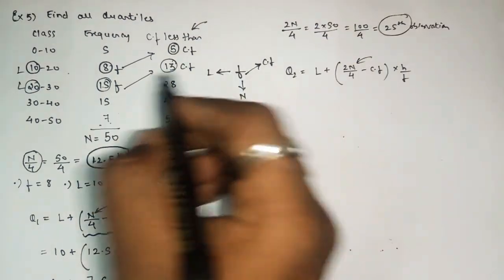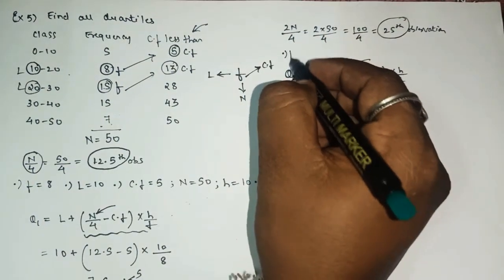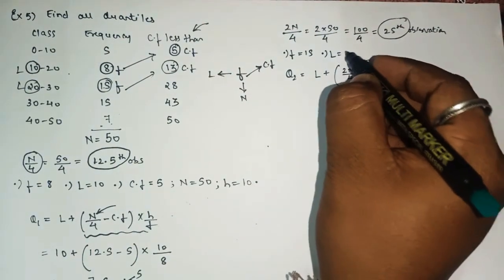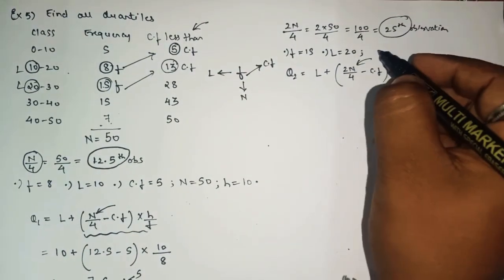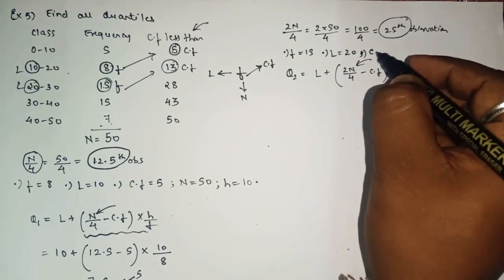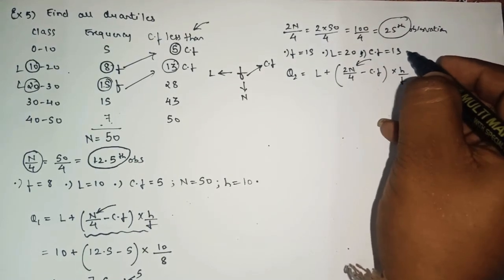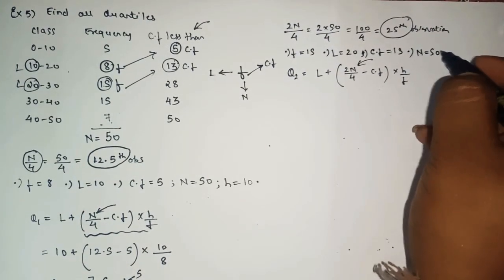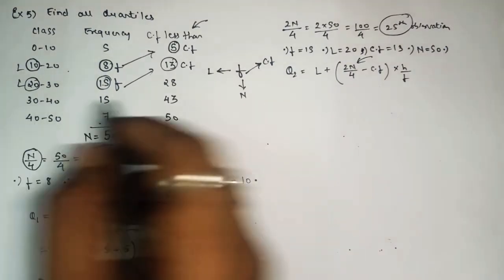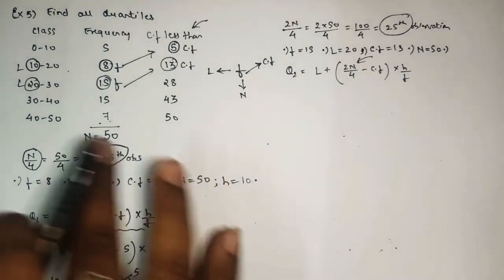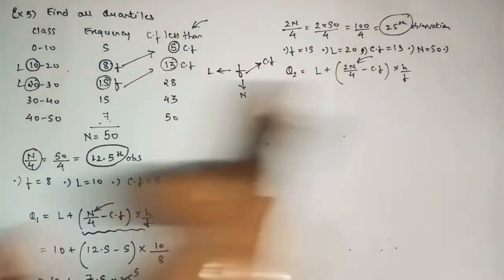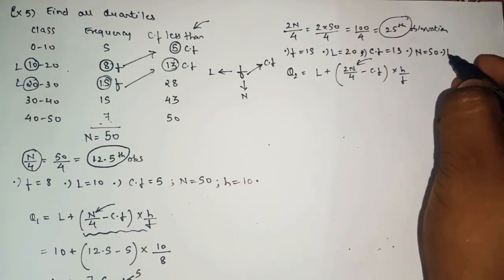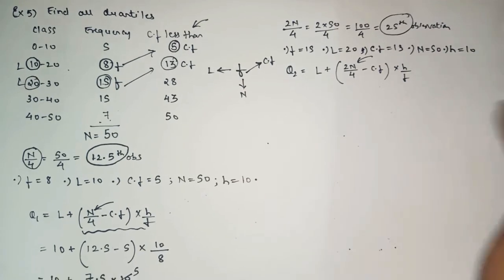So here we got the value of F. F is 15 for Q2. L is what? 20. CF is what? 13, and then N is 50, and the width of the class will remain the same, as we are taking the same sum and we have to find Q1, Q2, Q3. The width of the class will be the same for each and every quartile. So here h will be 10.